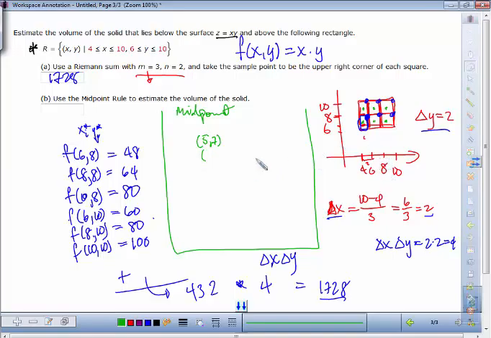And then we move on. Looks like it's going to be 7, 7, 9, 7. And then the next one up is a y value of 9: 5, 9, 7, 9, and 9, 9. So we'll do the same thing. We'll take each of those values and put it into the function, which is just multiplying x and y.